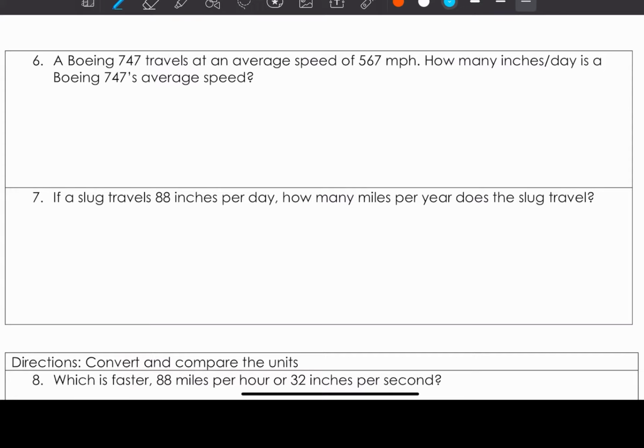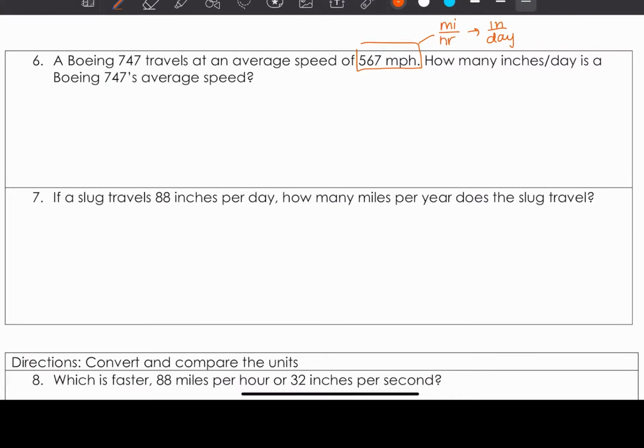We are starting on the back page of your study guide, number 6. A Boeing 747 travels at an average speed of 567 miles per hour. How many inches per day is a Boeing 747's average speed? So we want to take 567 miles per hour and change miles per hour into inches per day.